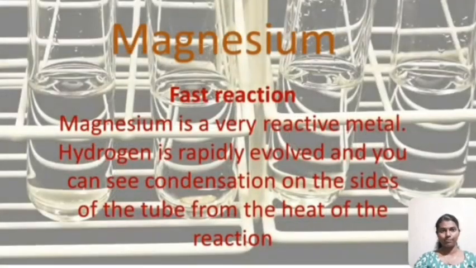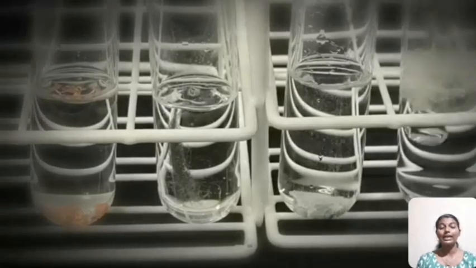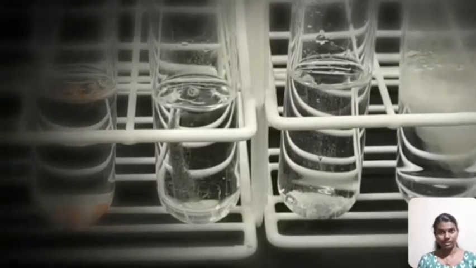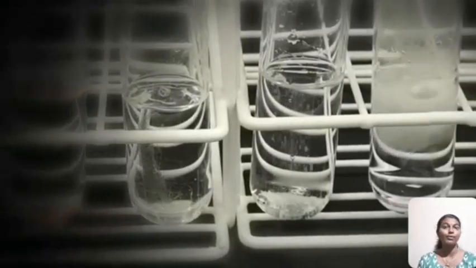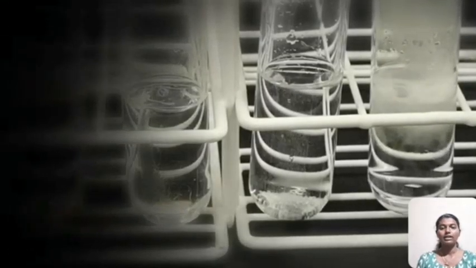Then magnesium. Magnesium has a faster reaction. Magnesium is the most reactive of all these metals. Here you can see it begins an immediate and vigorous reaction with the dilute acid, producing hydrogen gas and a significant amount of heat. You can see the condensation on the inside of the test tube. Within a very short period of time, the magnesium has completely dissolved to produce magnesium chloride and hydrogen gas.